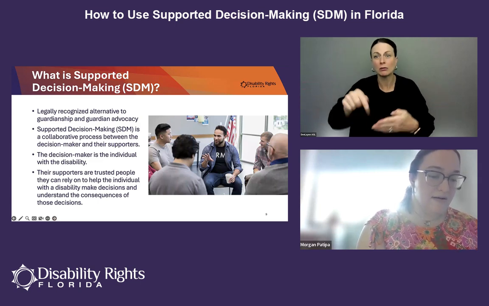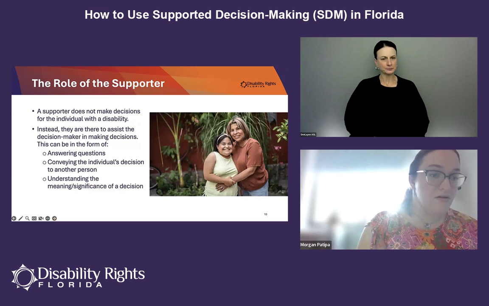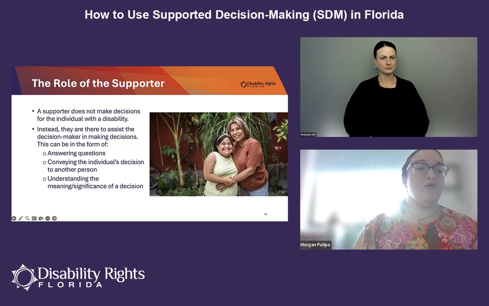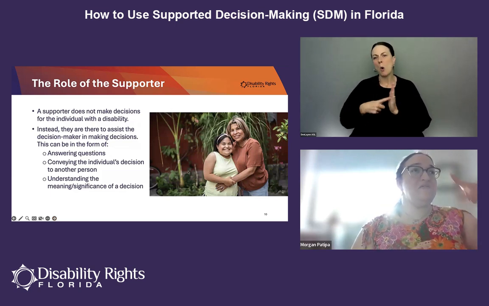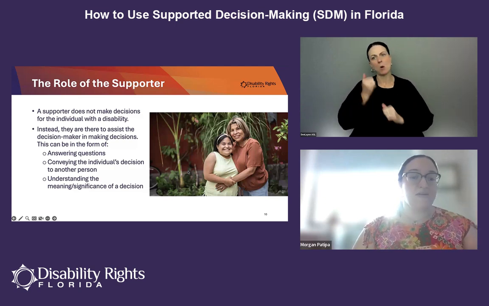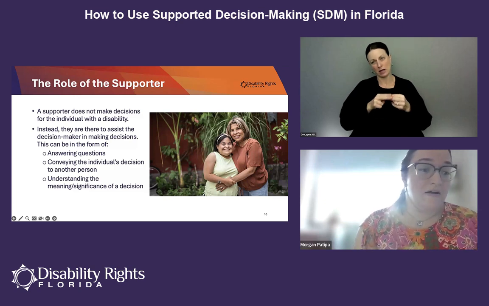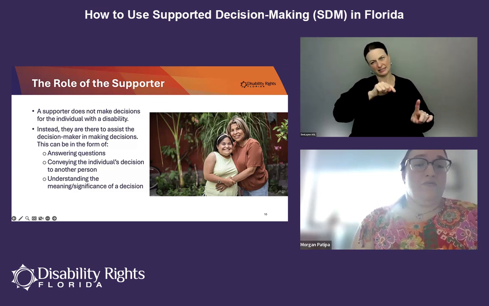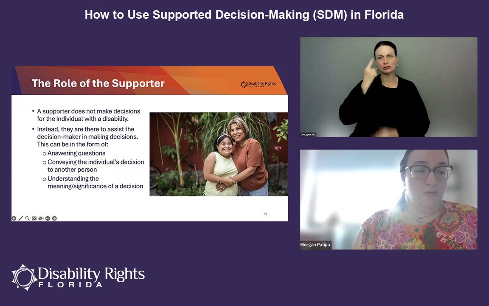So go ahead, next slide, please. Okay, so we'll talk about the role of the supporter. And to be honest with you, this is the slide that I often get the most questions about. So I'm going to spend a considerable amount of time here so that we can really understand what the role of the supporter is and what they do.